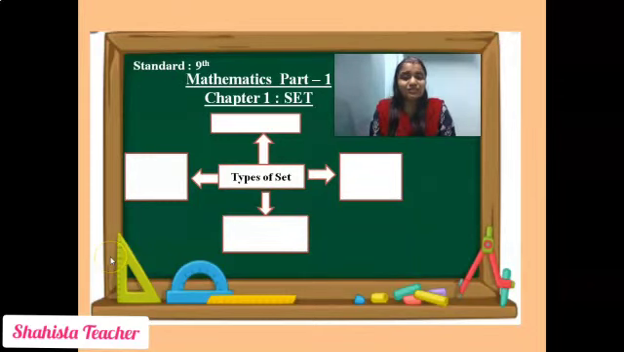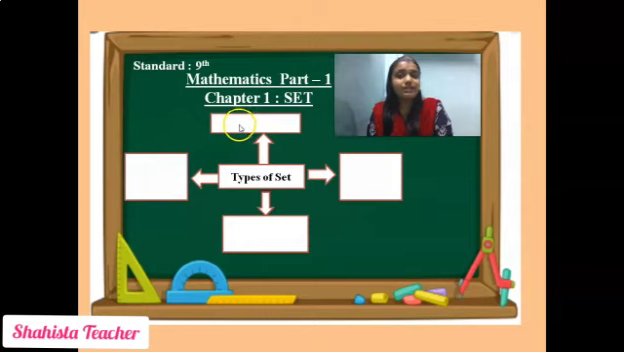Today I am going to start a new topic, that is types of set. But before that, let's recall the definition of the set. Set means a collection of objects only when it is well defined. So here there are 4 types. How many types? 4 types of a set. One by one we will see.